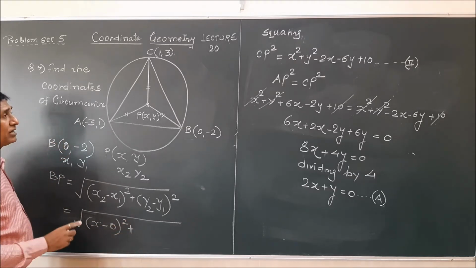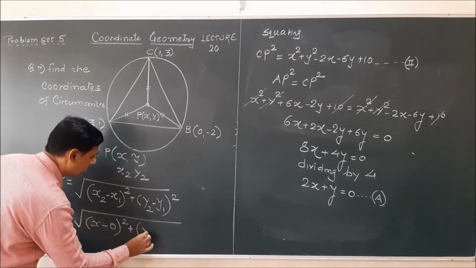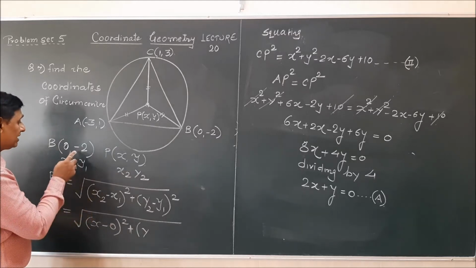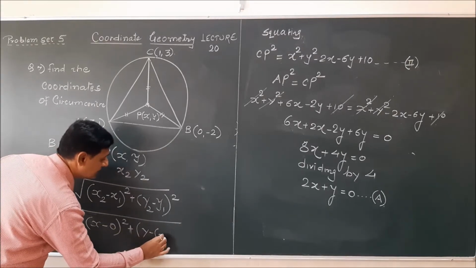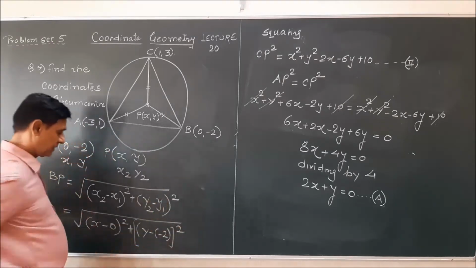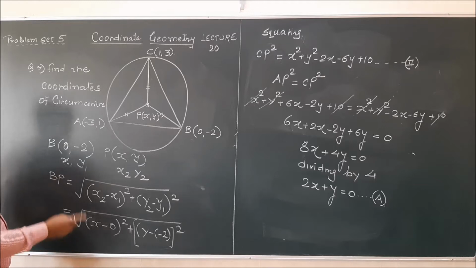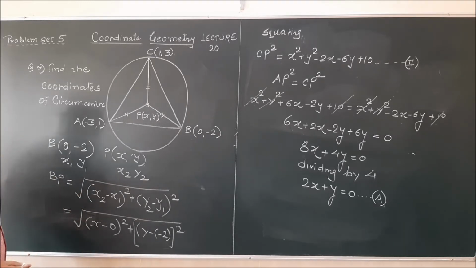Plus y2 minus y1. What is y2? y2 is y. y2 minus y1, here minus 2. Be careful. Minus of minus 2 the whole square. Correct? So x minus 0 the whole square plus y minus of minus 2 the whole square.